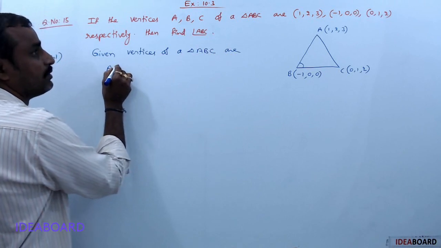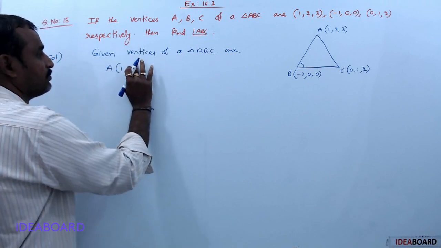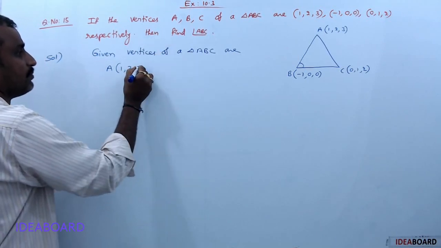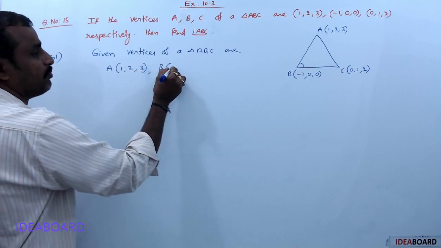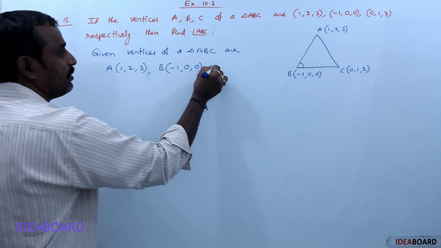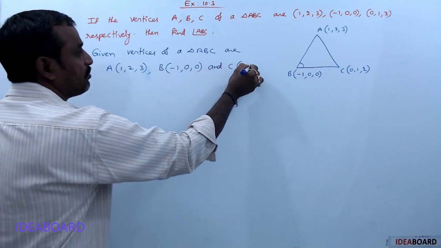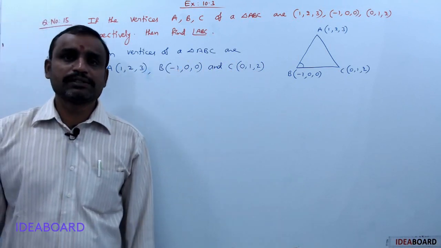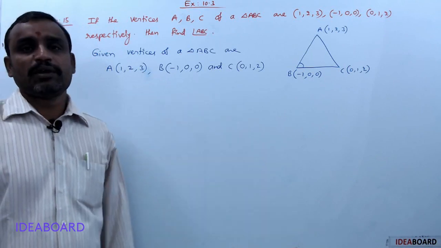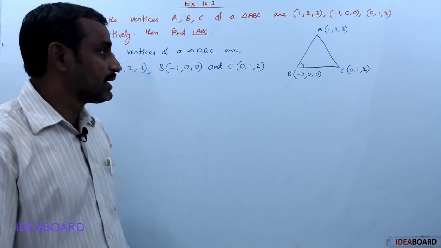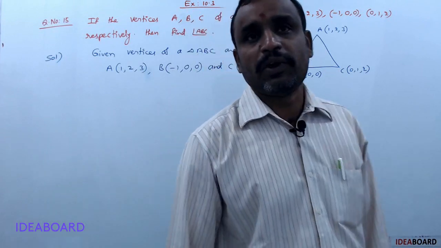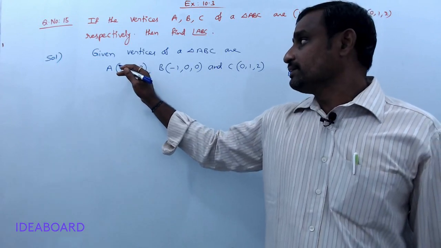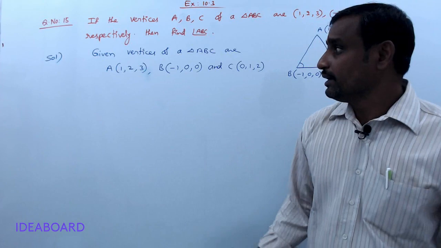capital A of 1, 2, 3, capital B of -1, 0, 0, and capital C of 0, 1, 2. So now we have three vertices. These vertices we need to convert to position vectors. Position vector means the x coordinate is multiplied by i cap, the y coordinate by j cap, and the z coordinate by k cap.